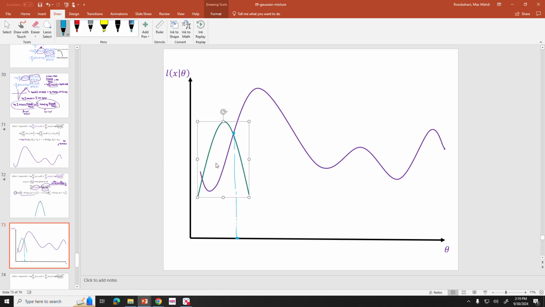Can be a choice. Why? Because some part of it is higher than the other function. How about this one? No. How about this one right here? So there is just one solution here that the lower bound can just touch.